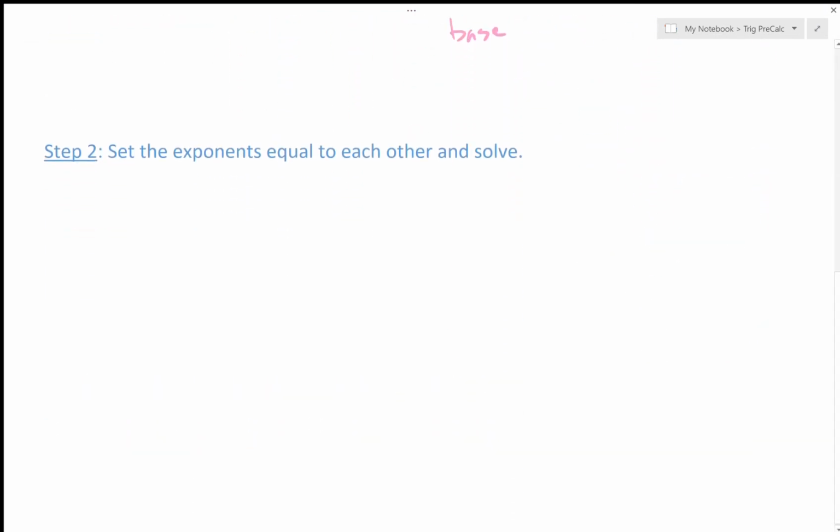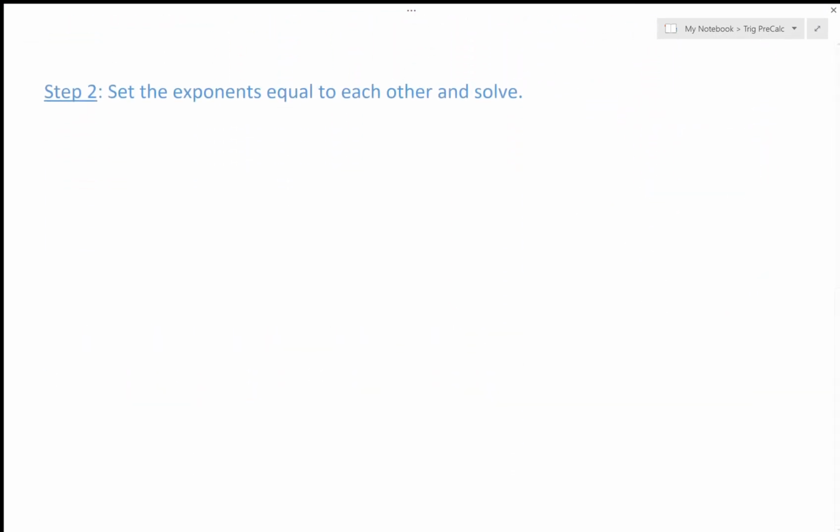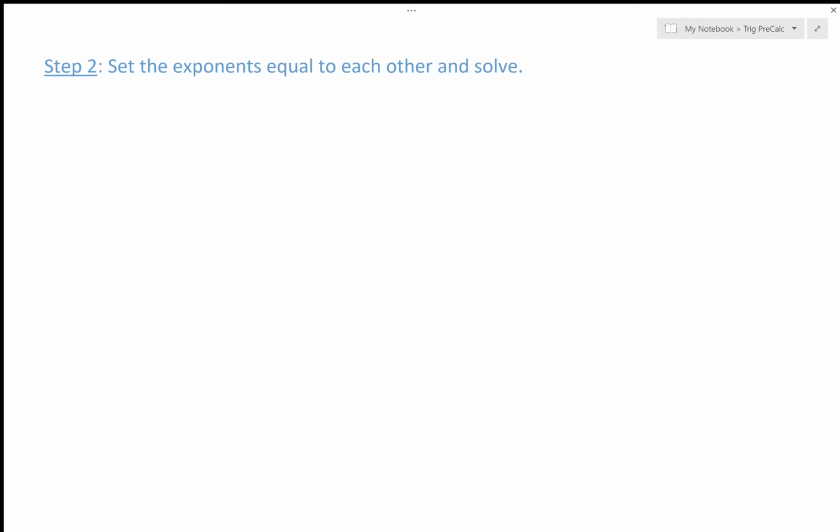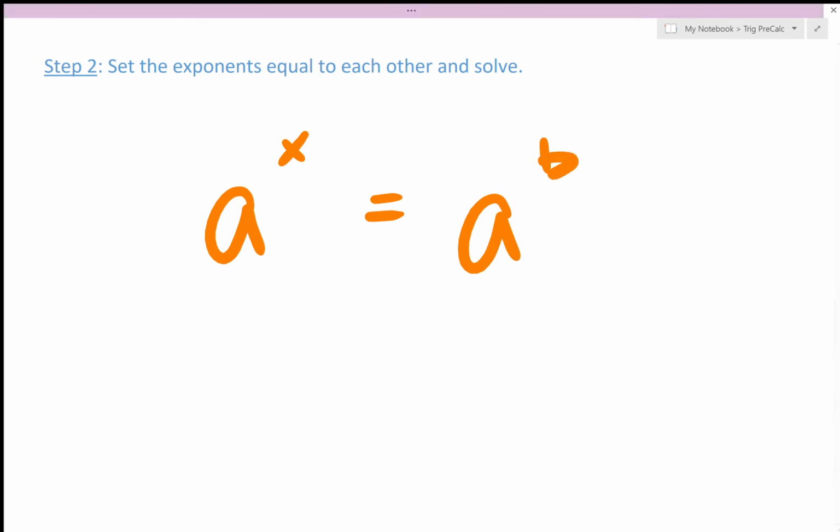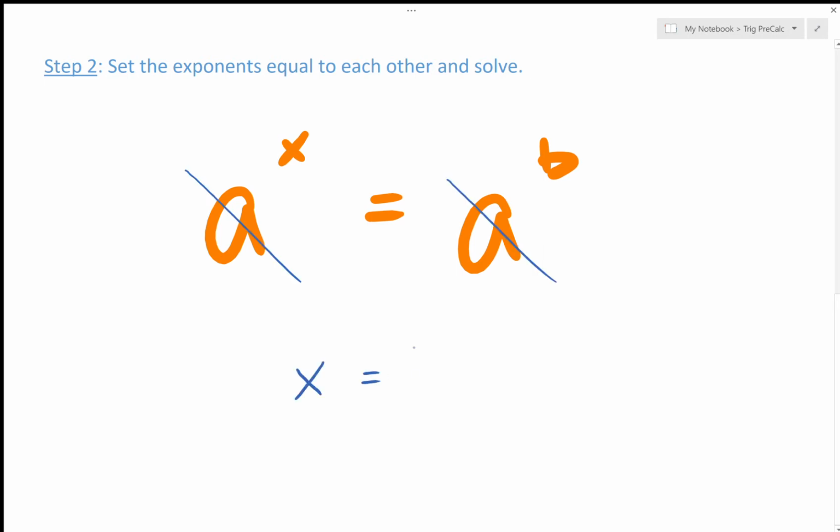Step two: set the exponents equal to each other and solve. So for example, if we have something with a base of a and an exponent x equal to something else with the base of a and the exponent b, see both things have the same base of a, we can eliminate both bases, and now we just have x equals b, or whatever the exponents are.